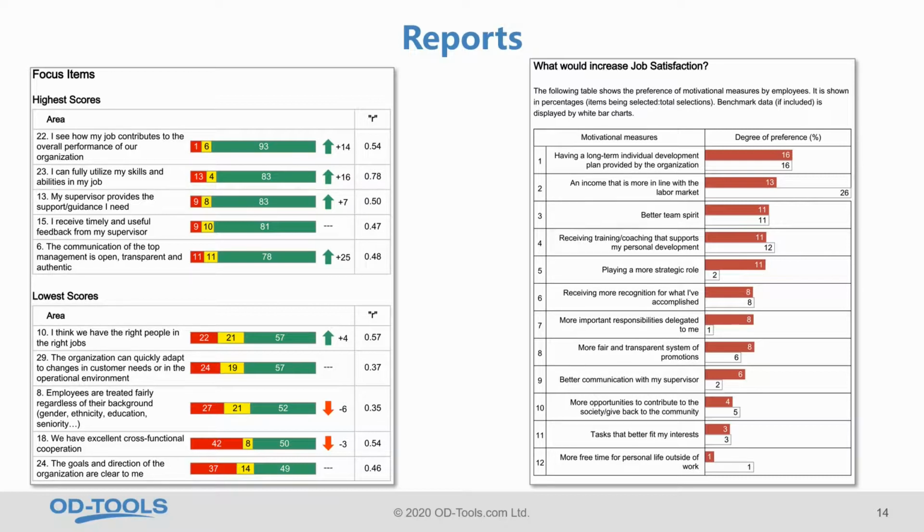In this section of the report, people can select from the 12 options 1, 2, or 3 items. They can cast their votes, so to speak. And here we show statistics, and in this case, 16% of the votes came to having a long-term individual development plan provided by the organization. That's what middle managers mostly want.